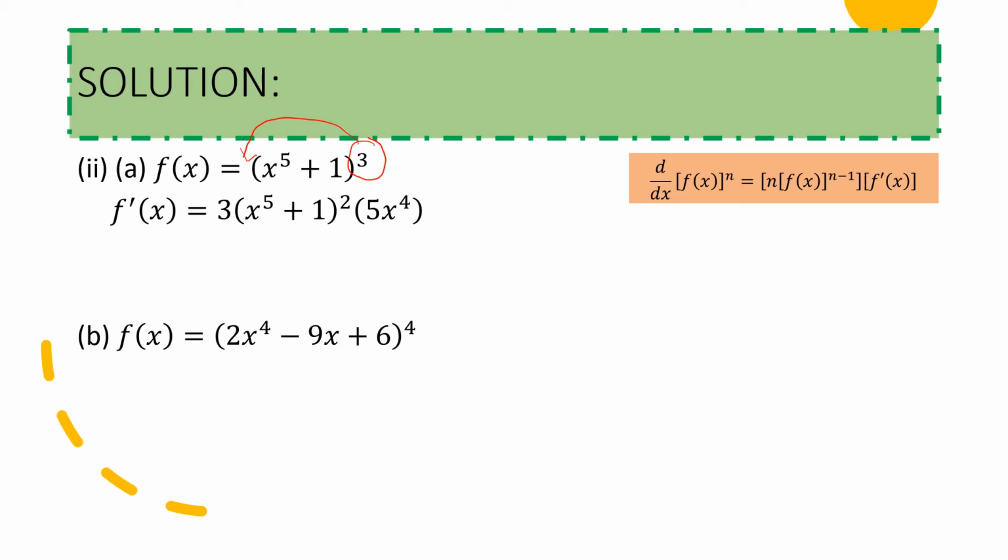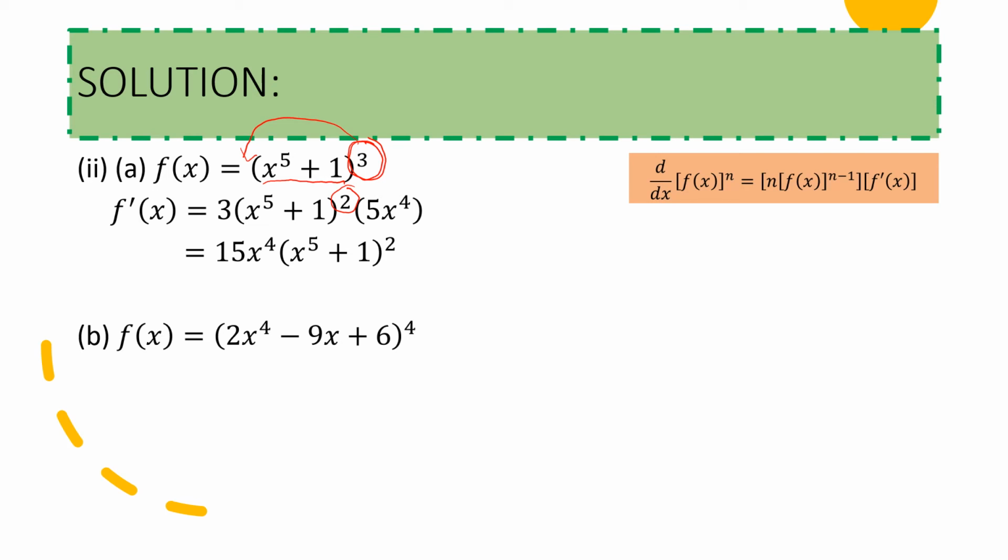So 3 times (x power of 5 plus 1), and then the power we need to minus 1. So we get 2, and then don't forget to multiply by the derivative of the function in the bracket, which is 5x power of 4. Then we simplify it, so the answer is 15x power of 4 times (x power of 5 plus 1) squared.